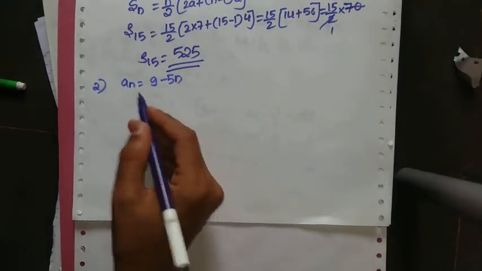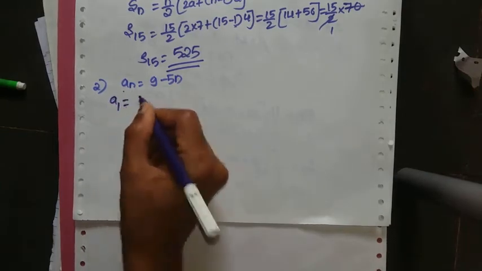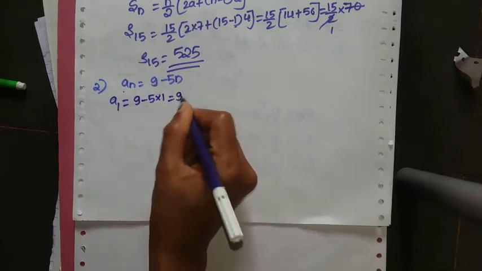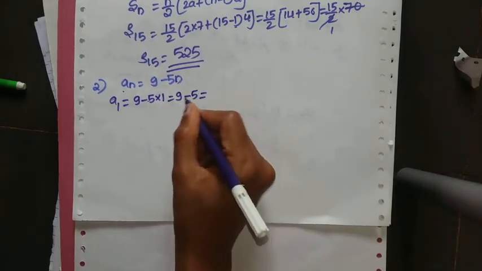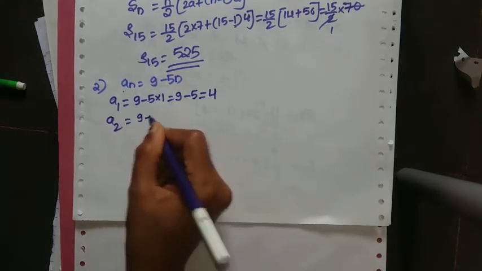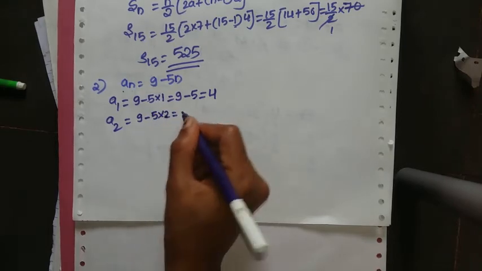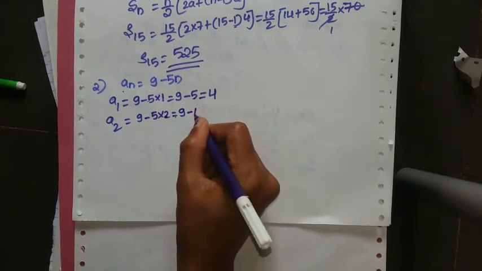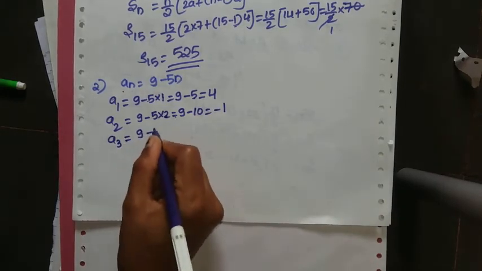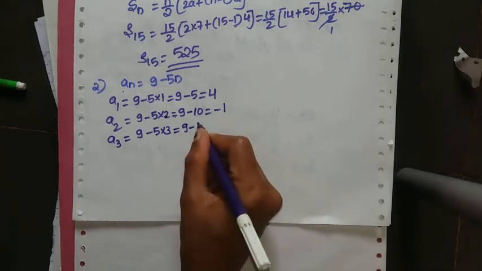So the second question is, An equals 9 minus 5n. I find out a1. a1 is 9 minus 5 into 1, n is 1, so 9 minus 5 equals 4. a2 is 9 minus 5 times 2, n is 2, so 9 minus 10 equals minus 1. Then a3 is 9 minus 5 into 3, that is 9 minus 15.